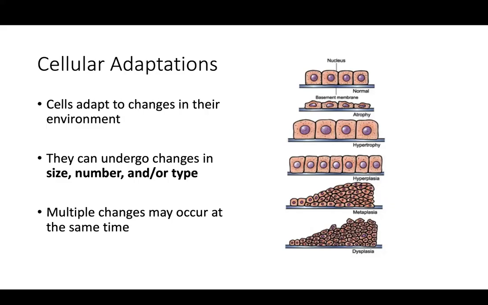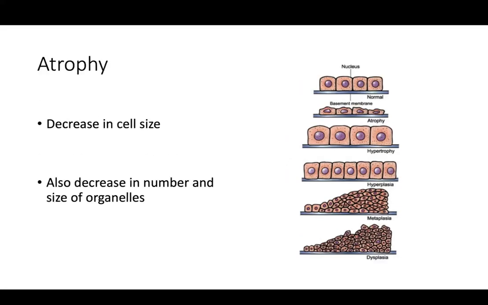Now, the type of change that can actually happen within cells, you can have an increase in number of cells or a decrease in number of cells. You can have an increase or decrease in the size of the cell, but you can also have a change in the type of cell that's actually present within a tissue. And all of the changes that occur within the cells, it's not limited to just one. You can actually have multiple changes at the same time. You can have an increase in number and size of the cells. You can have an increase in number and type of cells. It's not just one thing that has to happen.